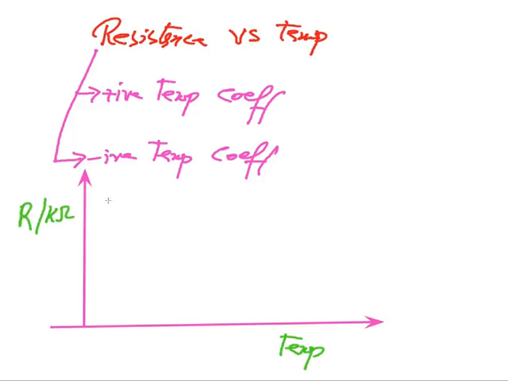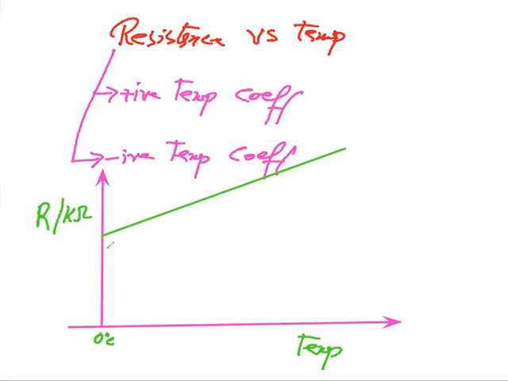Let's say I am drawing positive temperature coefficient, and I am taking an example, that is metal. So for metal, my curve will be like this. It means that if my temperature is 0 degree, there is still some sort of resistance. That is the y-intercept. What do positive temperature coefficient and negative temperature coefficient mean?